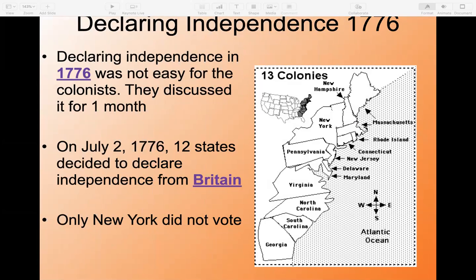Declaring Independence, 1776. Declaring independence in 1776 was not easy for the colonists. They discussed it for a month. On July 2nd, 1776, 12 states decided to declare independence from Britain. Only New York did not vote.